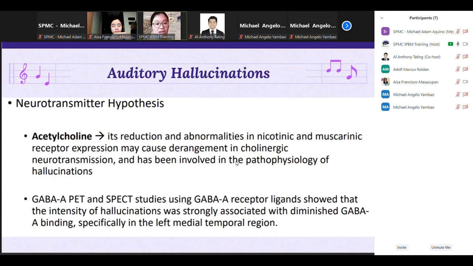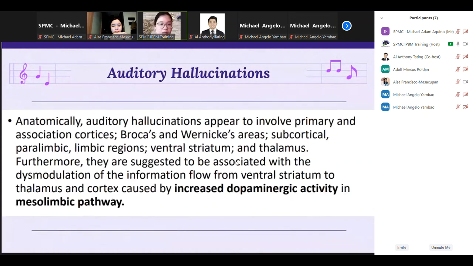So anatomically, auditory hallucinations appear to involve the primary and association cortices, also Broca's and Wernicke's areas, subcortical, paralimbic, and limbic regions, the ventral striatum, and the thalamus. Furthermore, they are suggested to be associated with the dysmodulation of information flow from the ventral striatum to the thalamus, caused by increased dopaminergic activity in the mesolimbic pathway. So the exact mechanism is not yet clearly defined, but these are some of the findings from known studies.